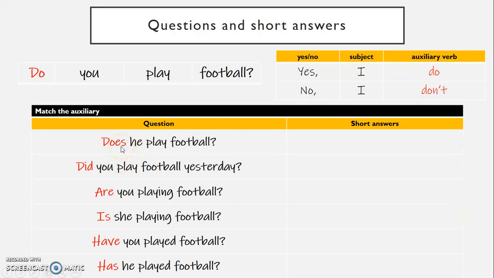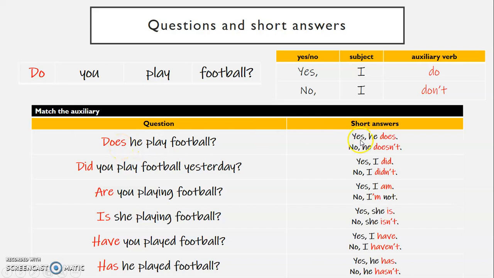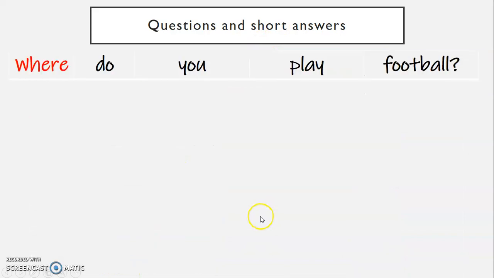You match does. Does he play football? Yes, he does. No, he doesn't. Did you play football? Yes, I did. Are you playing football? Yes, I am. Is she playing football? Yes, she is. Have you played football? Yes, I have. Has he played football? Yes, he has, because it's he here. So remember this when you're doing short answers.